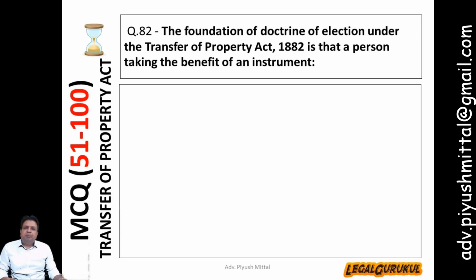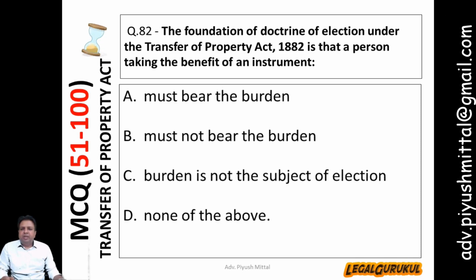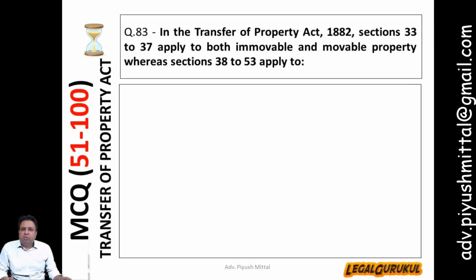Question number 82. The foundation of doctrine of election under the TPA is that a person taking the benefit of an instrument A. must bear the burden, B. must not bear the burden, C. burden is not the subject of election, D. none of the above. And the correct answer is A. must bear the burden.